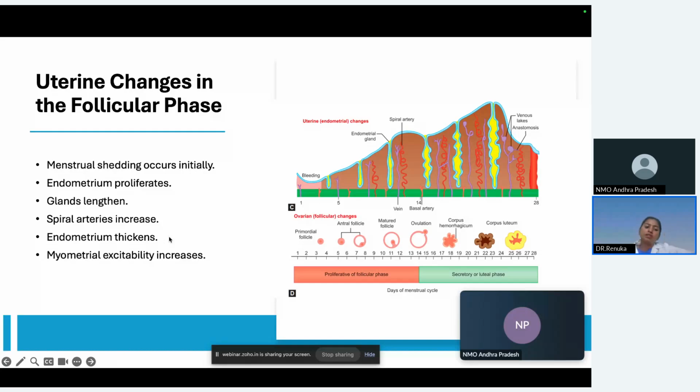This happens in the follicular phase. I repeat, menstrual shedding occurs initially. The endometrium proliferates. Glands lengthen. Spiral arteries increase. Endometrial thickness is increased. The myometrium is the muscle of the uterus. Myometrial excitability increases. Okay, clear?